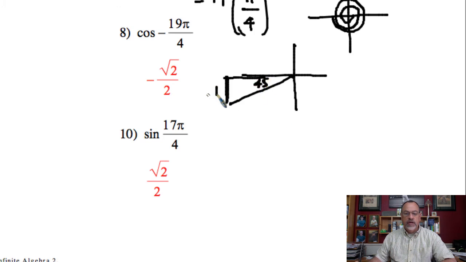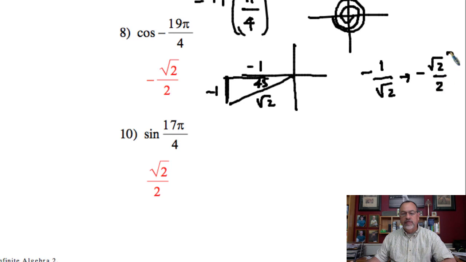So this is a 1 and it's down, so it's negative. This is a 1 and it's left, so it's negative. And this is square root of 2. Then I simply need to do the cosine. The cosine is the adjacent side here, which is negative 1, over the hypotenuse, square root of 2. And then rationalizing my denominator, I get negative square root of 2 over 2 as my cosine.